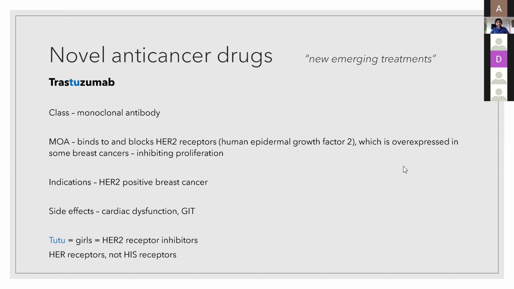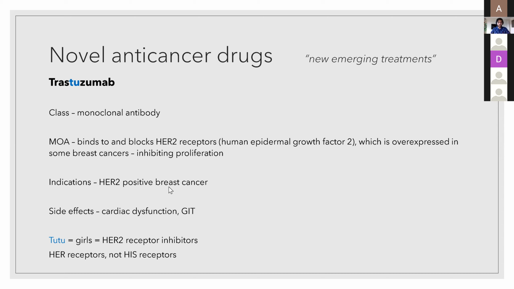And our final drug is a novel anti-cancer drug. Novel anti-cancer drugs are sort of the new emerging fancy treatments. And we have trastuzumab, MAB meaning monoclonal antibodies, which is the class. And what these do is they bind to and block HER2 receptors. HER2, that's what it stands for if you're interested, is overexpressed in some breast cancers. So blocking that, we stop proliferation.